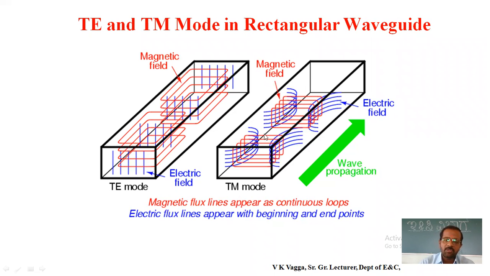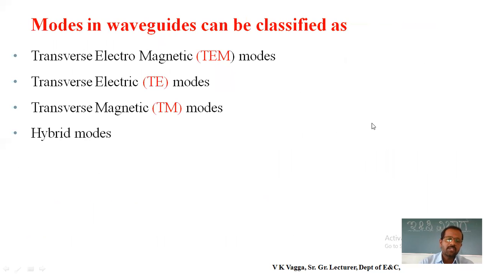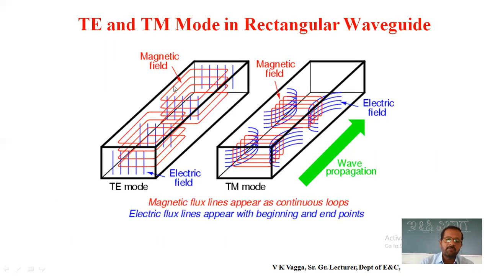And if the arrangement of the signal, the E field and the magnetic field, is in this order, it is called the TM mode. So the electric field is along the direction of the propagation, and the magnetic field in the reverse plane is perpendicular to the length of the waveguide. In this case, there is no magnetic field in the direction of the propagation. Okay, so now you can observe the differences.